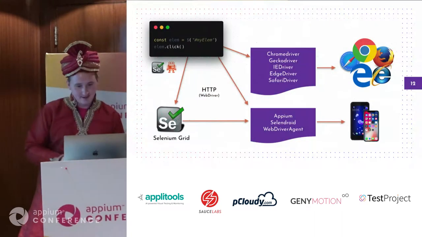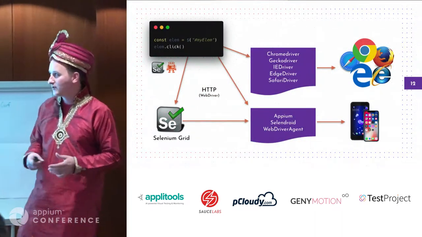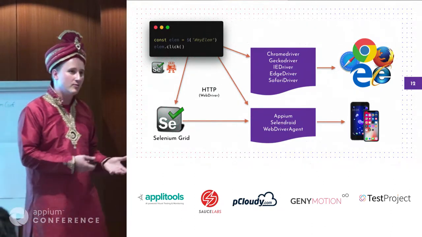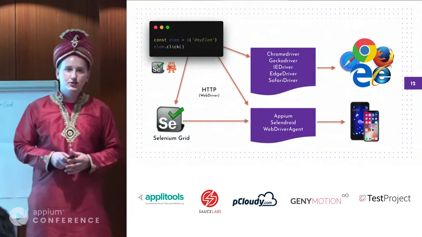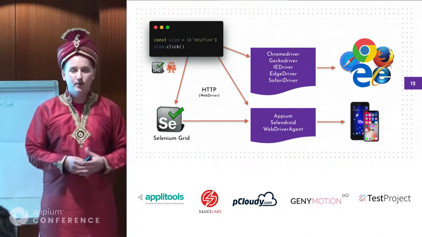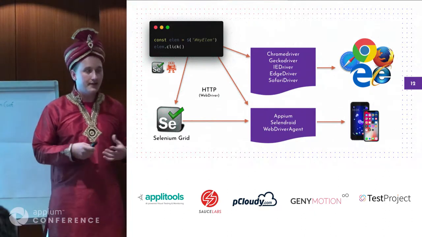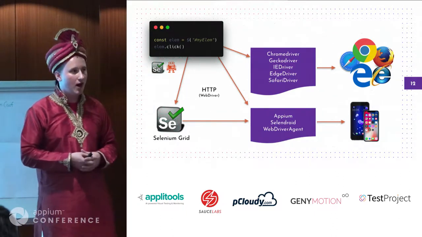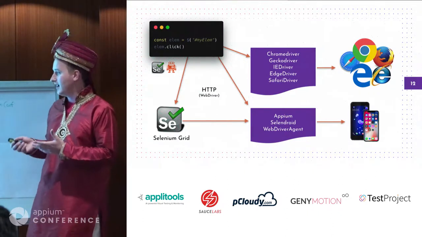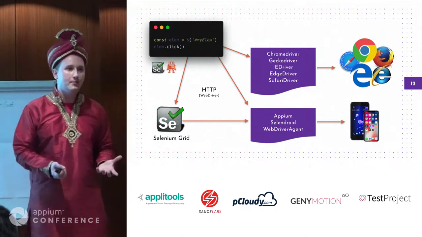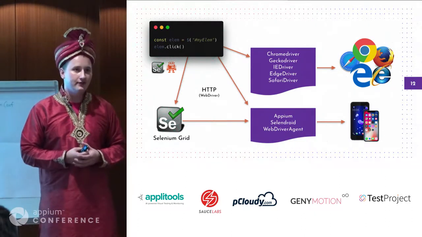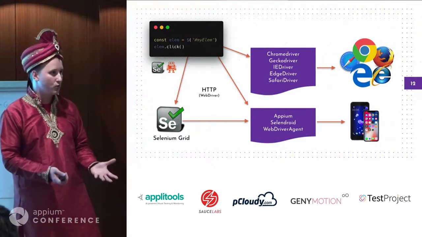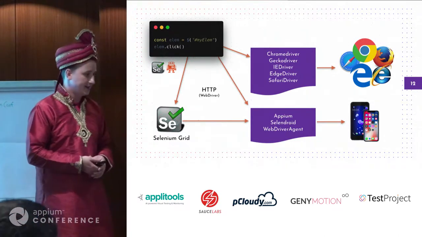Stop it. All right. So the usual test setup looks like this. You have a test script on the top left using a client framework like Selenium or WebDriver. Those tools just send HTTP requests to a driver or a server that has this REST API implemented. So on the one side we have all the browser drivers that help us automate browsers, and on the other side mobile devices where we use Appium, which wraps all the native mobile automation frameworks into a REST API so that we can use the same tools for mobile as well as for browser testing.